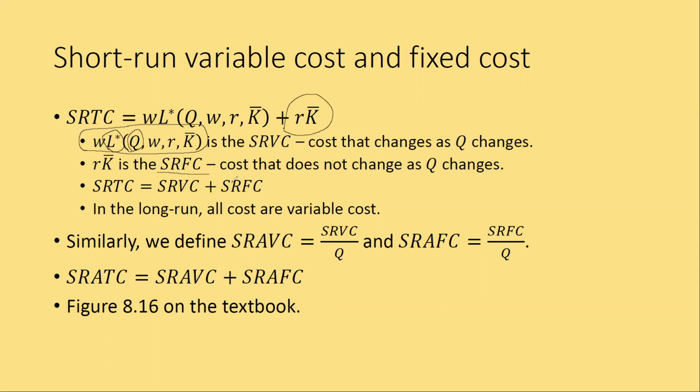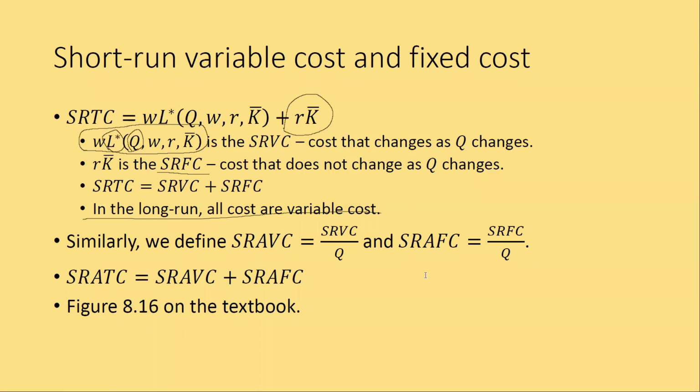I emphasize again here that in the long run, there is no fixed cost, because the firm can adjust all of its inputs, and all the costs are going to be variable cost. We can similarly define the corresponding average variable cost and the average fixed cost, as well as the marginal variable cost and the marginal fixed cost.